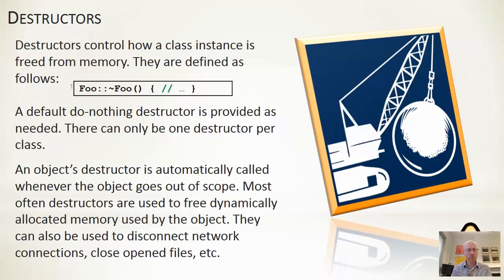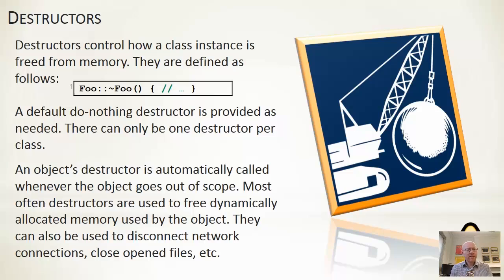Again, somewhat obviously, as they're no argument, you can only have one destructor per class, and it's up to that destructor to work out, if you can have different configurations of the object, which one is the right one to use. You do get a default do nothing destructor, and it does nothing, so it's not really of great use.